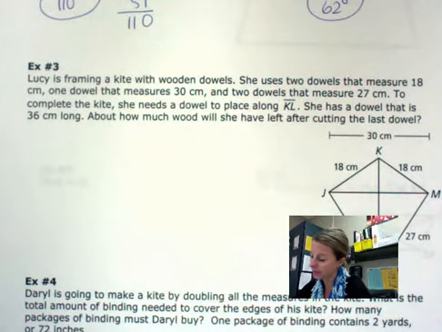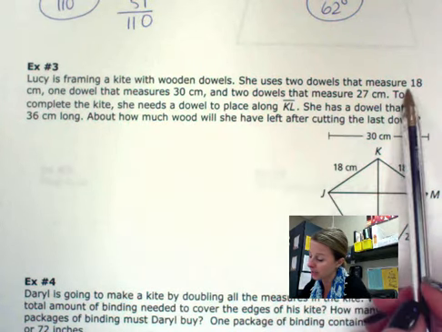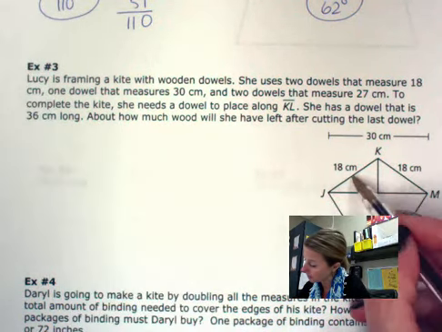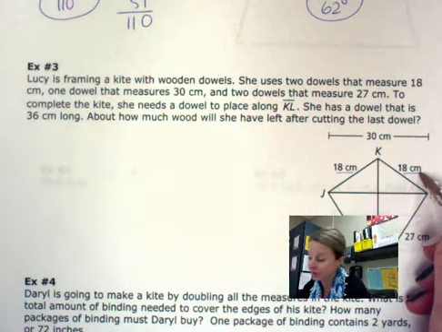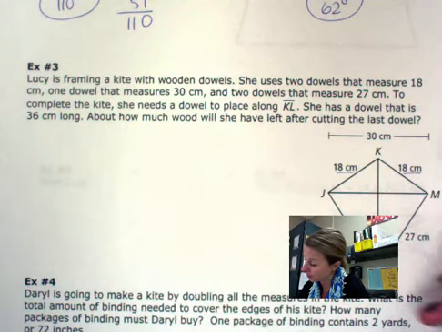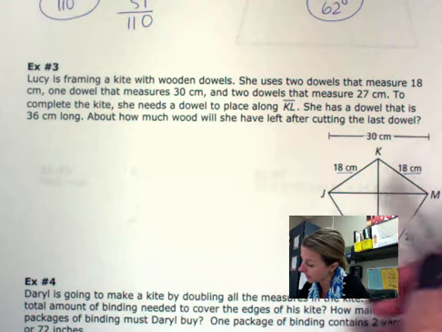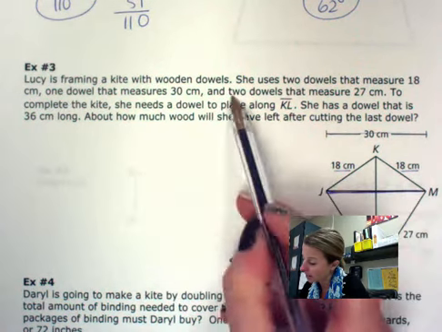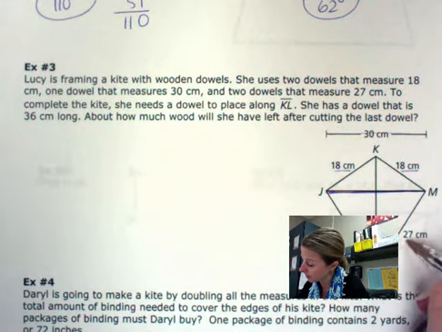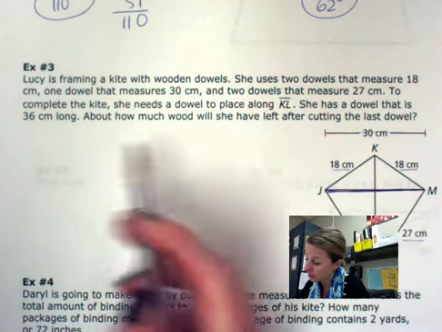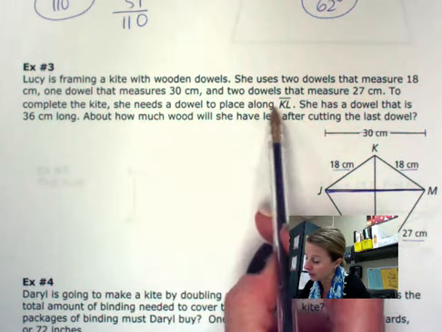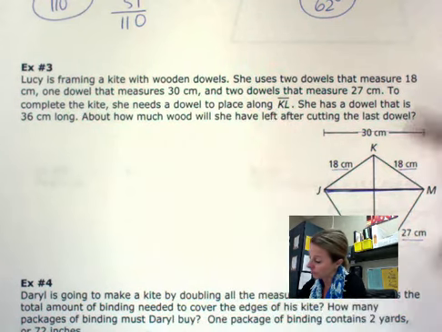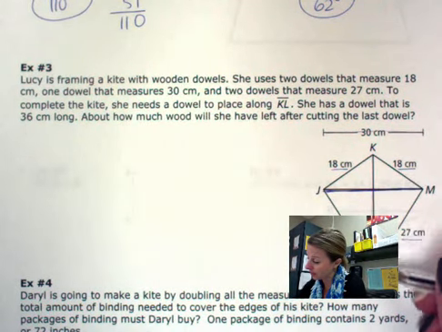All right, number 3. Lucy is framing a kite with wooden dowels. She uses 2 dowels that measure 18 centimeters. So if I look at my picture, here's my two 18 centimeters. 1 dowel that measures 30. So this mark up here is saying that JM is 30. Okay, so we'll come back to that. JM is 30. And 2 dowels that measure 27 centimeters. So here's the other two 27s. To complete the kite, she needs a dowel to place along KL. So we're calculating this length right here, KL.